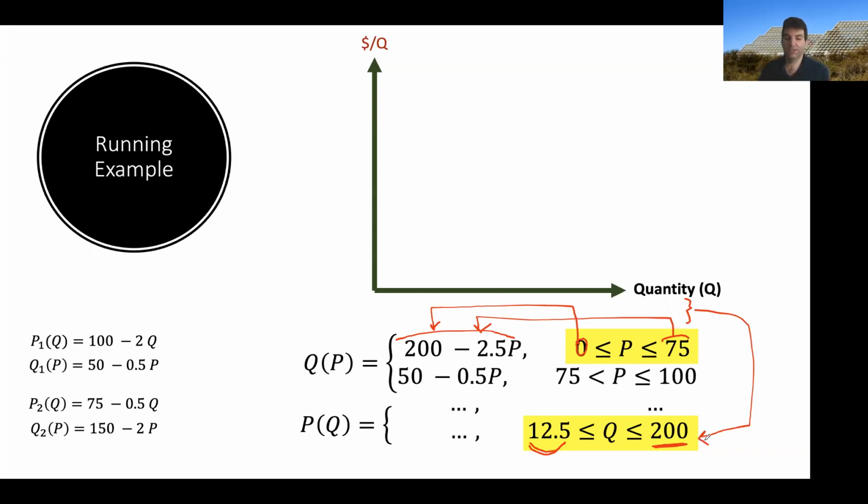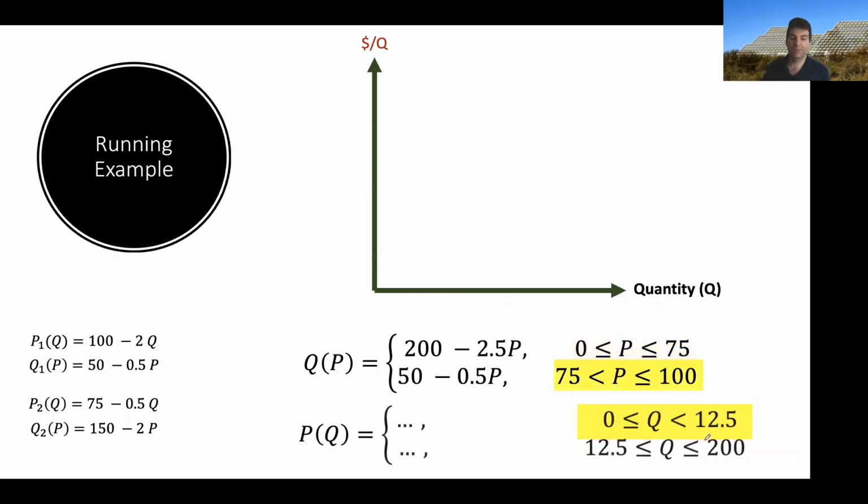And then likewise, for the other range, if I plug this 100 into here, then I get a 0. So that maps to the 0. If I plug 75 into this expression over here, then I get a 12.5 out. So that tells me that this yellow group of prices from 75 to 100 corresponds to this yellow group of quantities from 0 to 12 and a half.